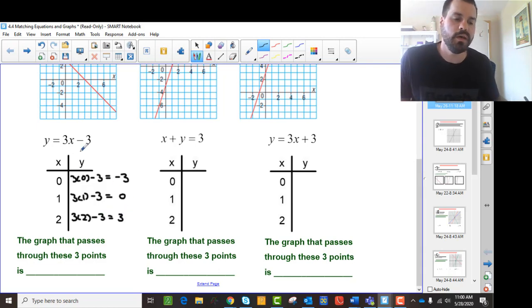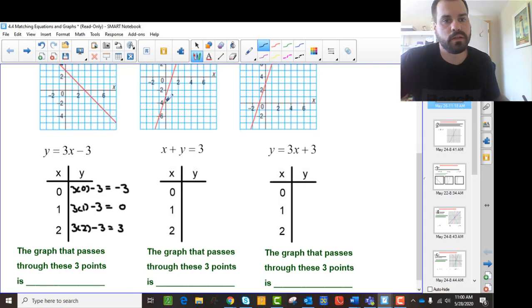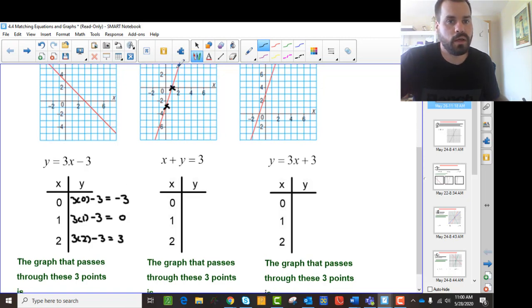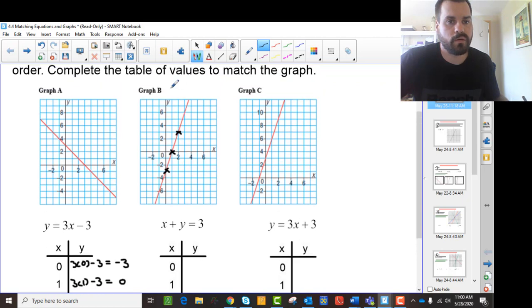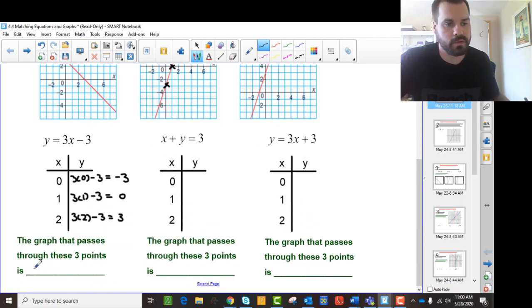So we want to see which of these graphs goes through 0 and minus 3, 1 and 0, and it looks like this is our candidate here, because there's 0 and minus 3, there's 1 and 0, and then at 2 it's supposed to go through 3, and it does. So that graph, B, is going to match this one. So we're going to say it's graph B. All right. For the next one, we're going to do the same kind of thing.